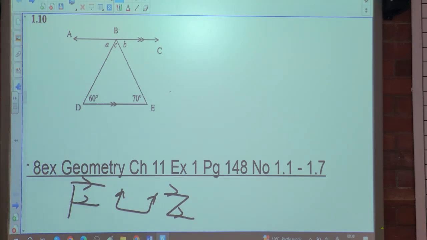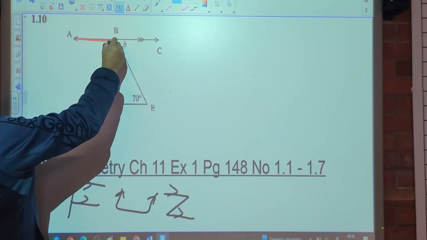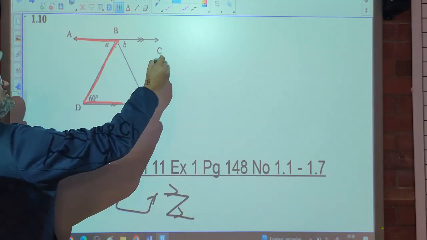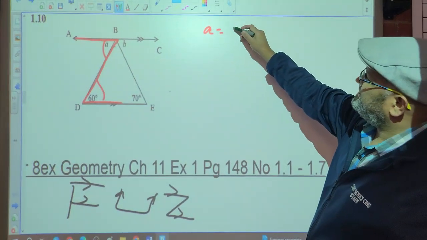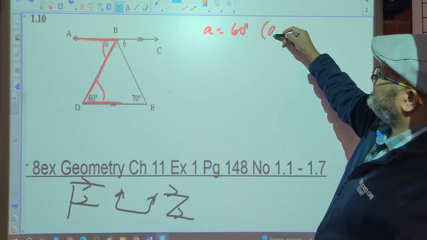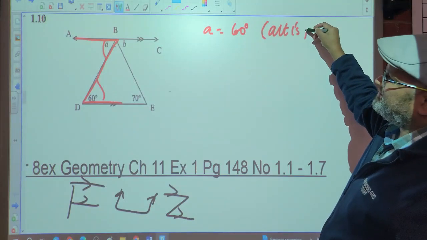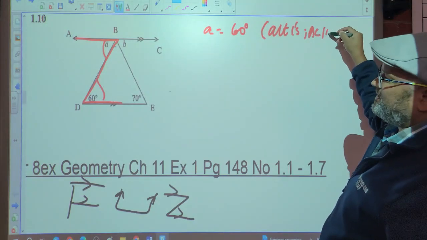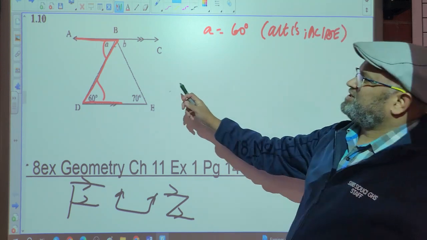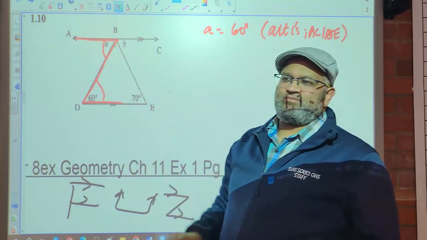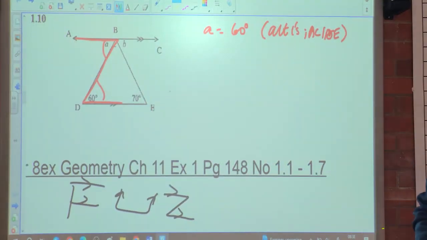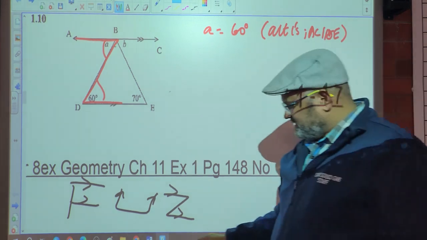Let's calculate A. How are we going to calculate A? Alternate angles. You all see the Z. So A is equal to 60 degrees. Why? Alternate angles with AC being parallel to DE. You could have said AB, AC, BC, CB, CA. Doesn't matter. Okay? So that is 60 degrees.